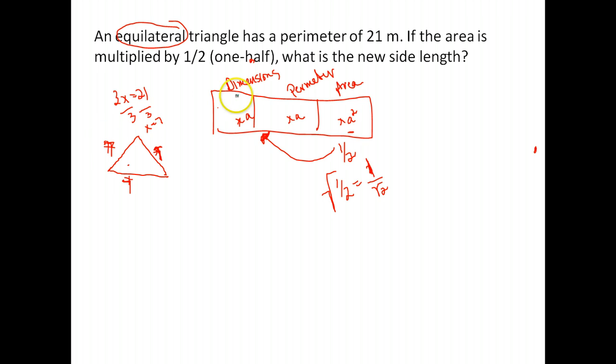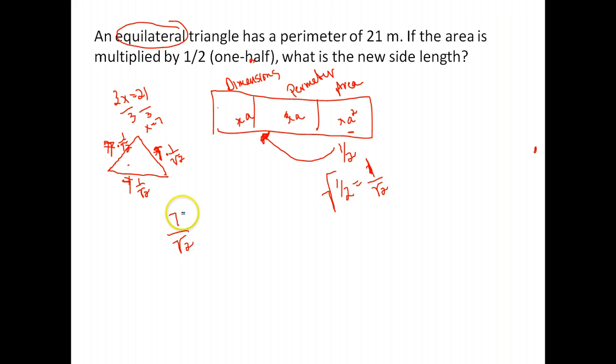So this side was length 7, this side was length 7, and this side was length 7 also. But then we came along and multiplied the area by 1/2. That means we're multiplying each of our dimensions, each of our sides, by 1 over the square root of 2, because we do the square root. That gives me 7 over the square root of 2 as my answer.